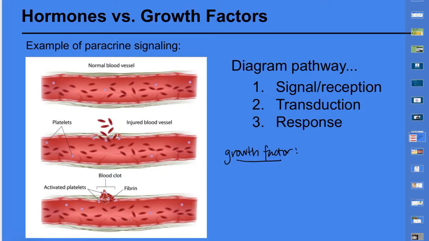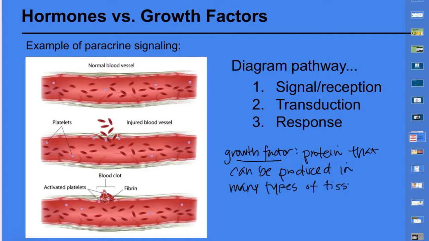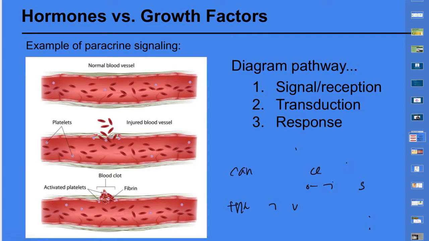Because not all signals are going to be produced in glands and sent far away. So when they're not, we need to use different terminology to talk about what they are, just like we talked about with plant signaling. A growth factor is a protein that can be produced in many types of tissues, and the response that it stimulates is cell growth and/or cell division.